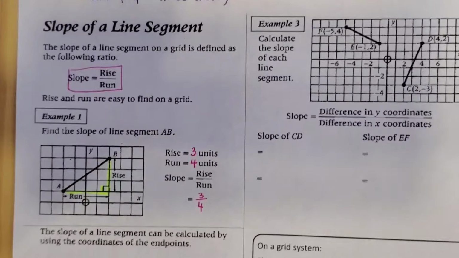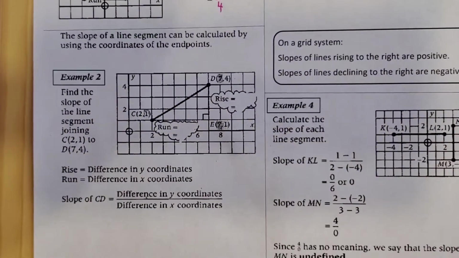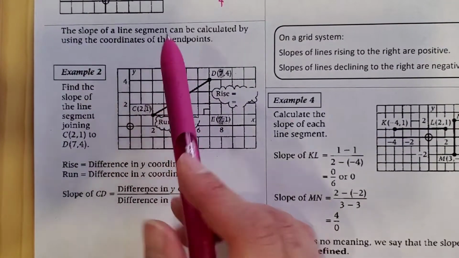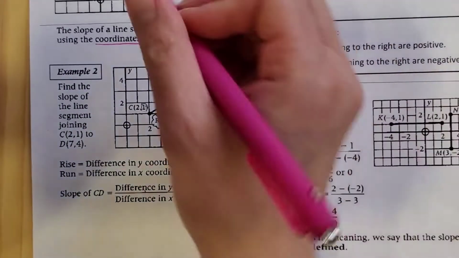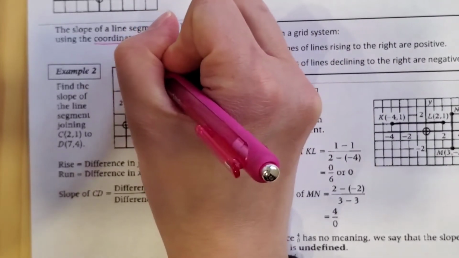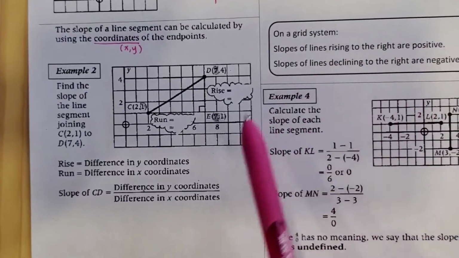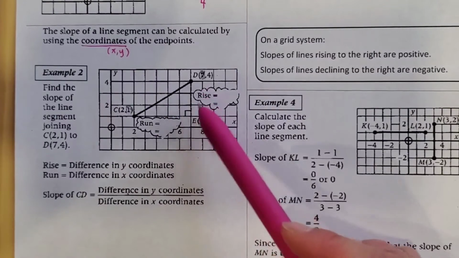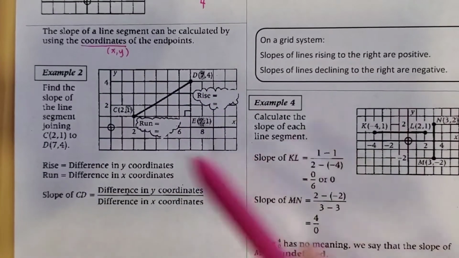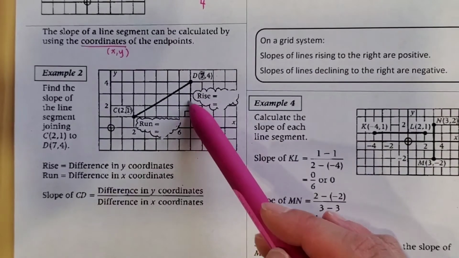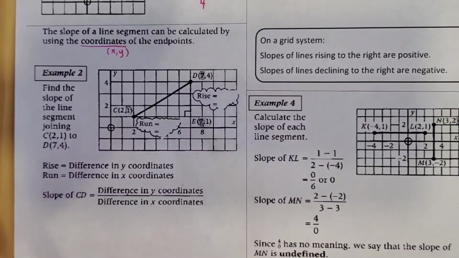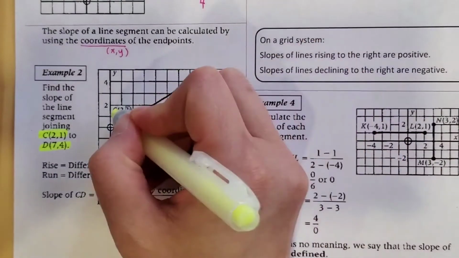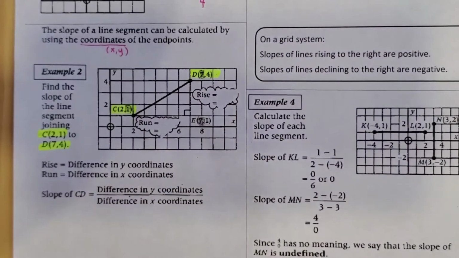So example 2, which is below. Okay, so for this one, it says the slope of a line segment can be calculated by using the coordinates of the endpoints. Okay, so coordinates are like you have an X value and then you have a Y value. And I know because in example 1 we were able to find the slope just by counting the squares, I want you to try to figure out this way without necessarily counting how much it rises and how much it runs. I want you to use the points. So it says here the point C (2, 1) and then D (7, 4). So C is (2, 1) and D is (7, 4).